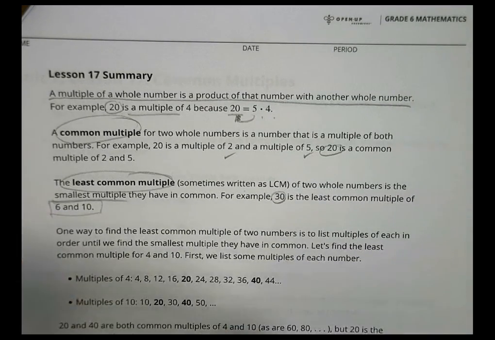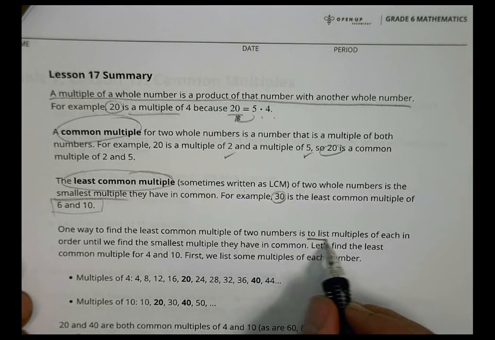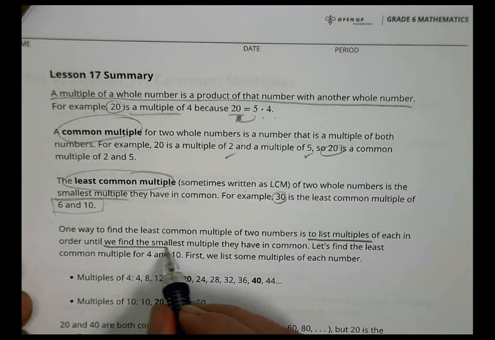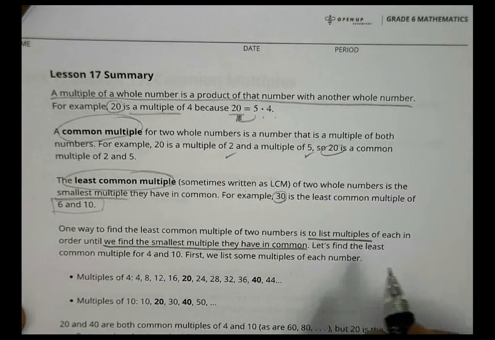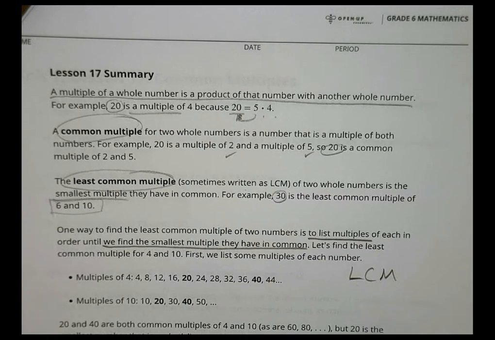Are there others they have in common? Yes, but 30 is the smallest. Sometimes the way we do that is we make a list of the multiples, and then we find the smallest multiple they have in common in order to find that least common multiple.